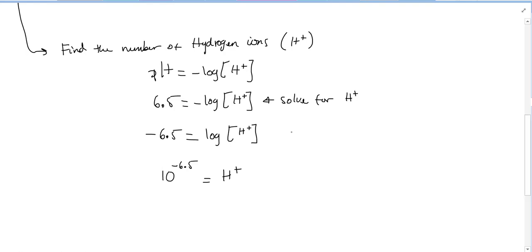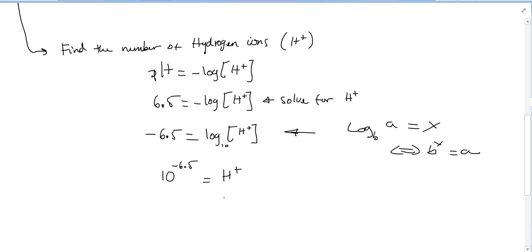The thing to remember is your definition of a logarithm, right? You have log base b of a equals x means b to the x equals a. So in this case, when you don't have anything there, the base is 10. So log base 10, the exponent is -6.5 equals the step inside the log.